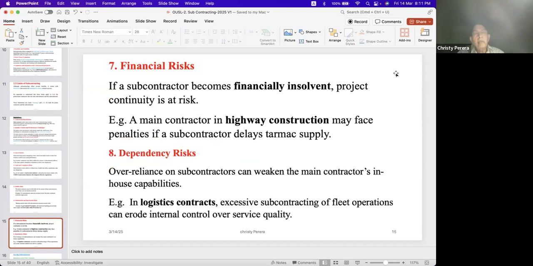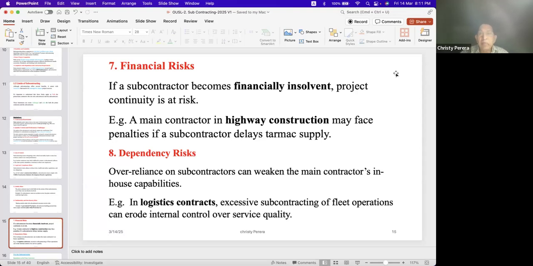Financial risk. If a subcontractor becomes financially insolvent, project continuity is at risk. That's correct, no? If they don't have enough funding, they won't be able to work, and the continuity of the project is at risk. For example, a main contractor in highway construction may face penalties if a subcontractor delays tarmac supply.